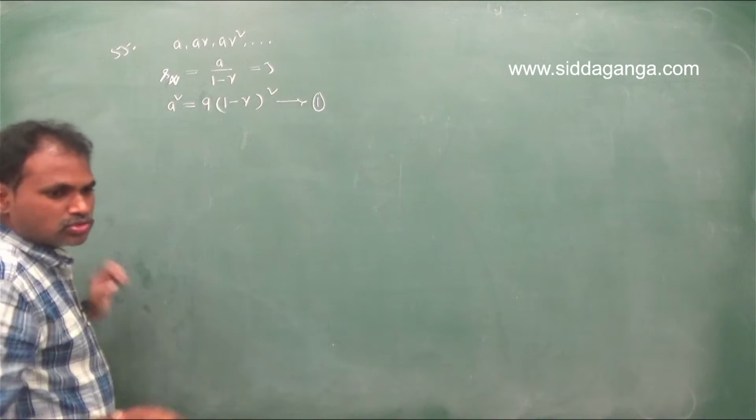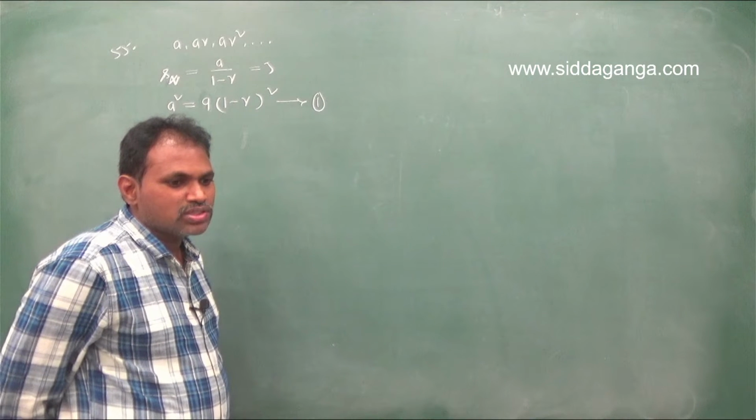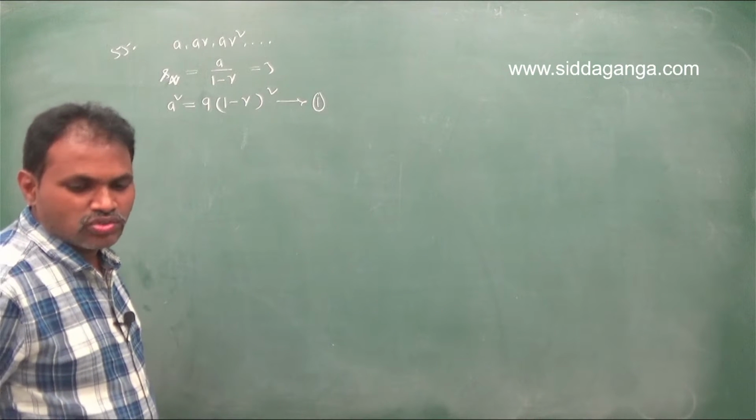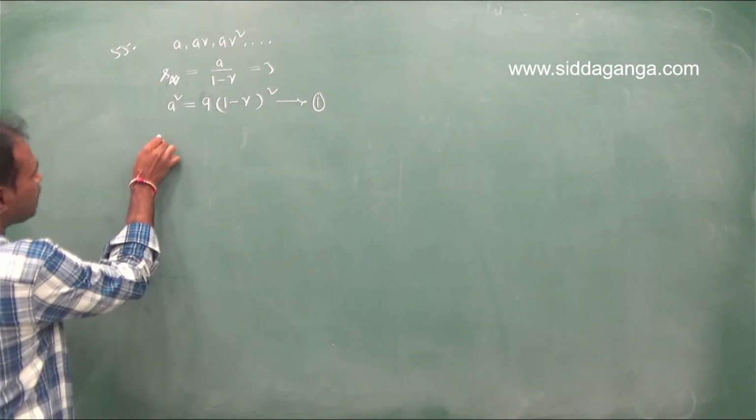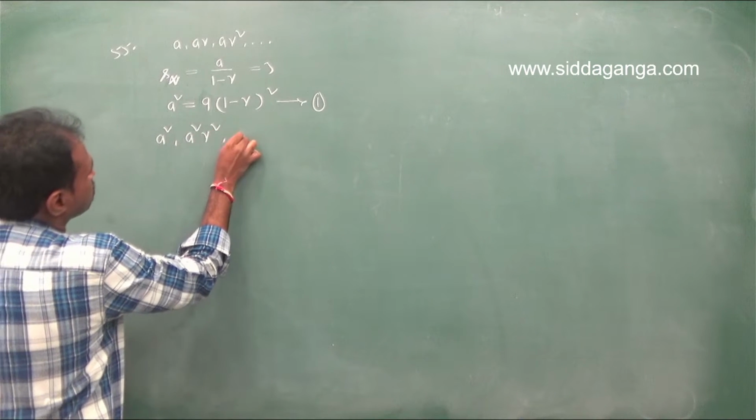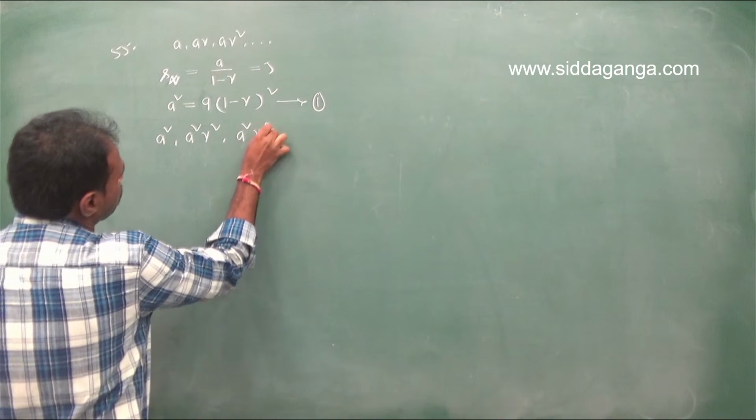Next, it is also given that the sum of the squares of its terms is also 3. The sum of the squares of its terms means a square, a square r square, then a square r power 4, and so on.